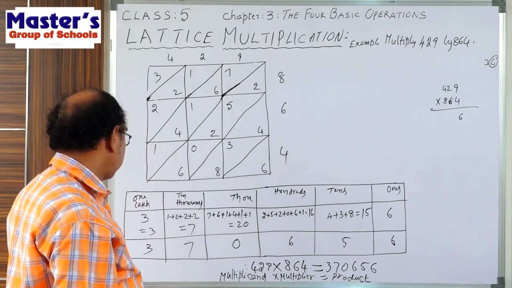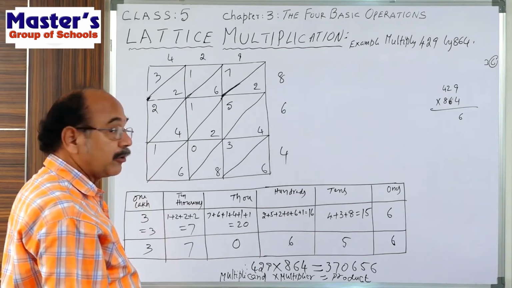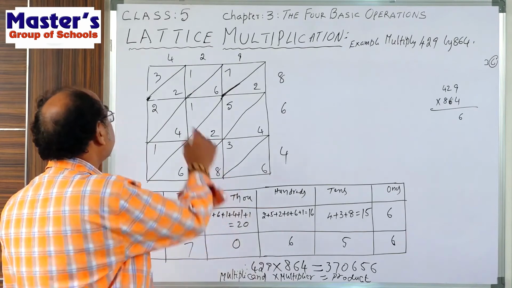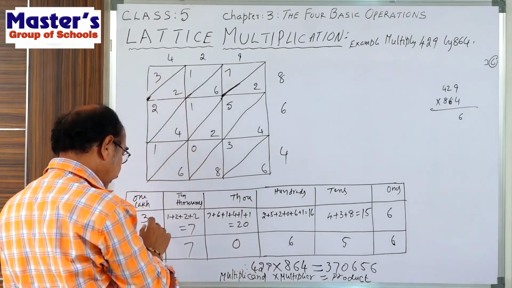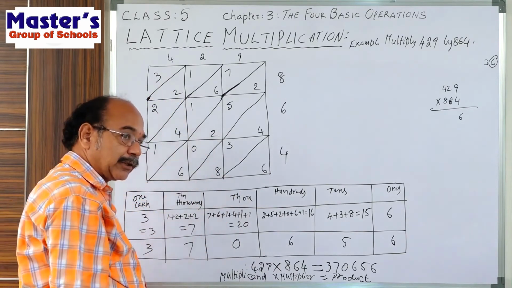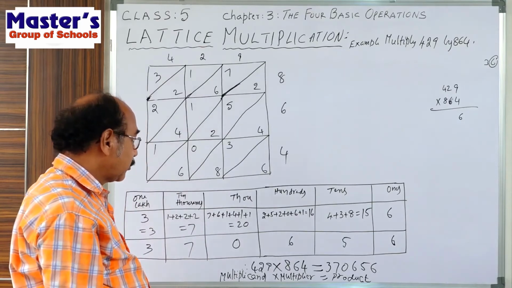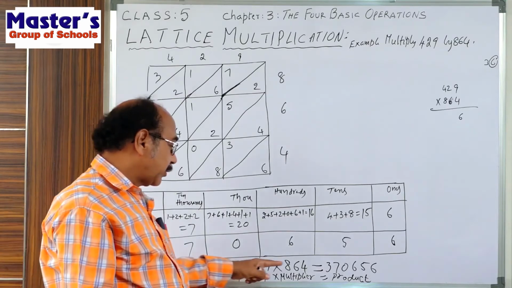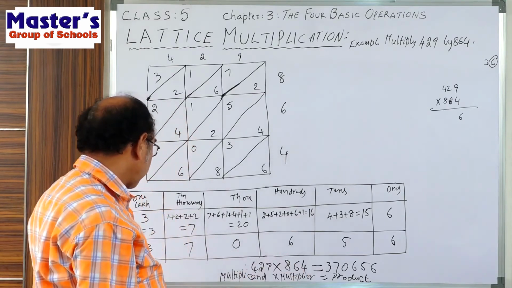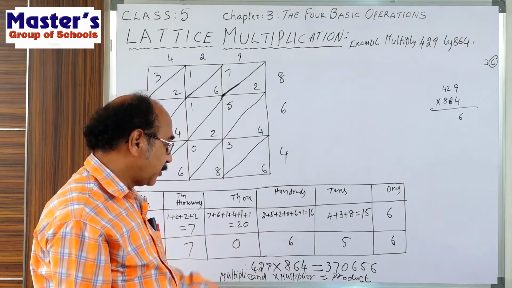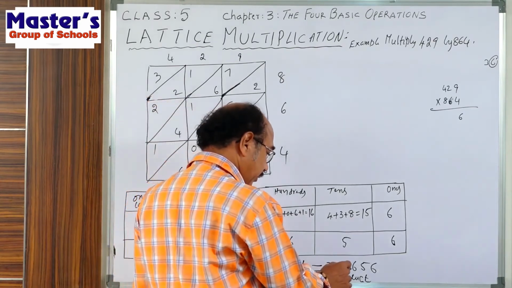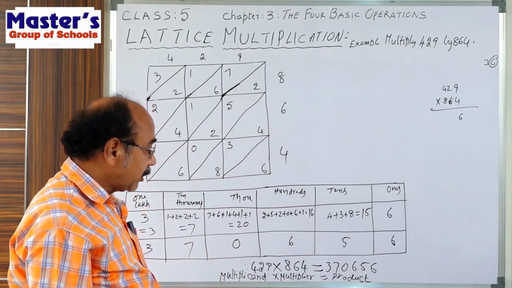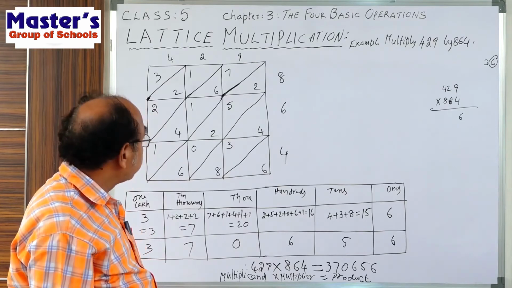So that 7 we write in the 10,000. Okay, now come to last. Last place is what here? Lakhs place. Lakhs place, what is there here? 3 is there. So that we write in the lakhs place. Okay, children. So 429 into 864 is equal to 370,656. That means 3,70,656. Okay, children, once again, I will explain this.